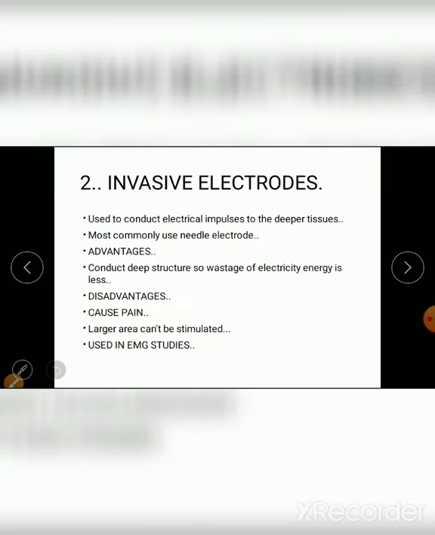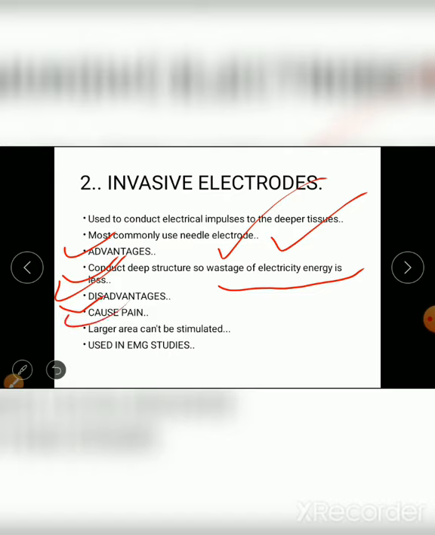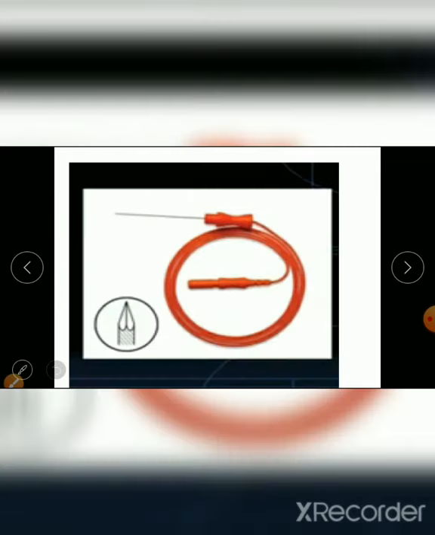Then the second type, invasive electrodes, used to conduct electrical impulses to the deeper tissues. Most commonly used is the needle electrode. The advantage is that it conducts to deep structures, so wastage of electrical energy is less. The disadvantages: it causes pain and a larger area can't be stimulated with this electrode. It is used in EMG studies. So this is the needle electrode.